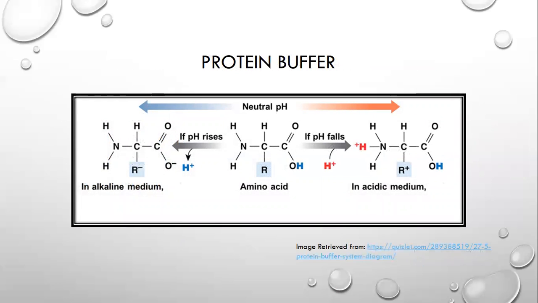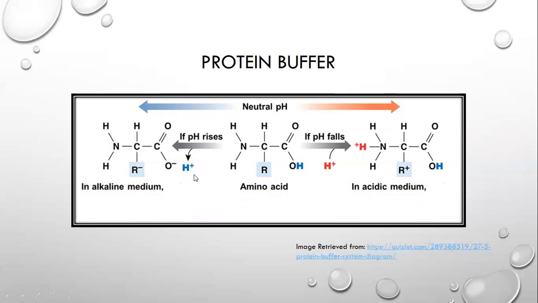So when you're looking at the protein buffer system, this is an important buffer system to the intracellular fluid. This is because there's many proteins in the intracellular fluid, especially in comparison to the last buffer pair we discussed. Although there are less plasma proteins than intracellular proteins, this is still one of the larger buffer systems in our body fluid.